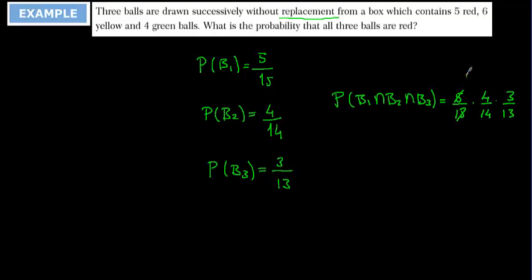5 and 15, if you simplify, 1 and 3. Then 3 and 3 simplify to 1 and 1. 4 and 14 become 2 and 7. So the answer's denominator is 3 times 7, which is 21, and then 21 times 13 is 91. This is the denominator, and the numerator is going to be 2.